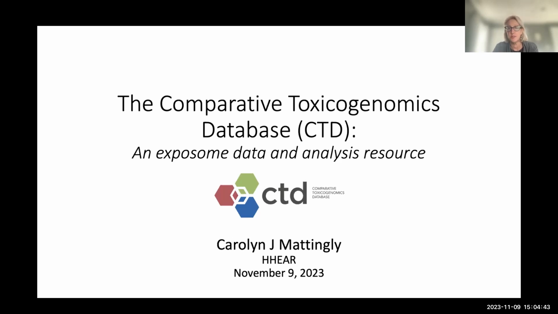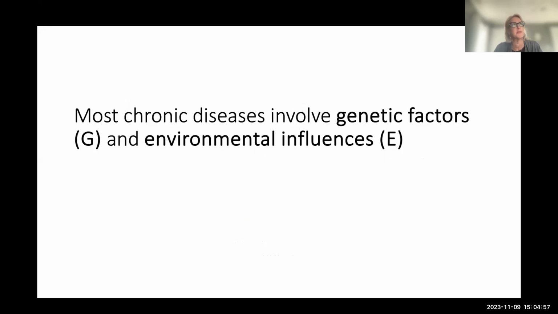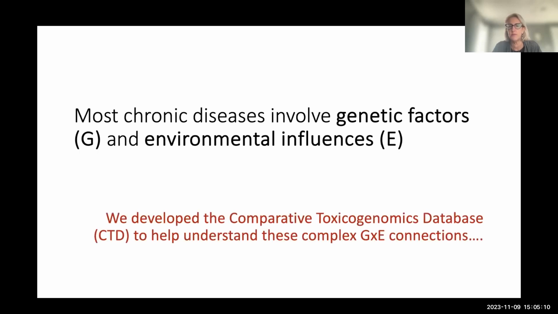I'm going to give you a little bit of background just about the resource in general, and then focus a little more on some of the exposure-specific information. The Comparative Toxicogenomics database is a publicly available resource that really tries to address the challenge that most chronic diseases involve genetic factors and environmental influences. We started developing this, as Chris mentioned, way back in 2001, and it's evolved quite a bit since then.